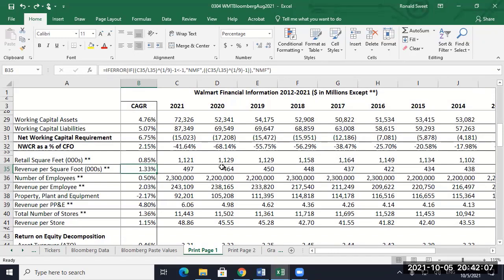So Walmart, you would think Walmart's revenue per square foot would go up just with inflation, shouldn't it? You raise your prices with inflation, you should just at least get inflation there. They're not even getting inflation. So that's pretty bad. So this is what you're looking for here.